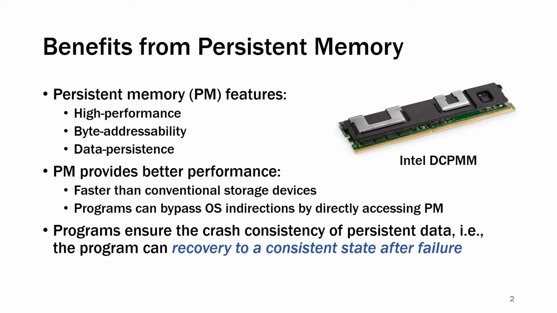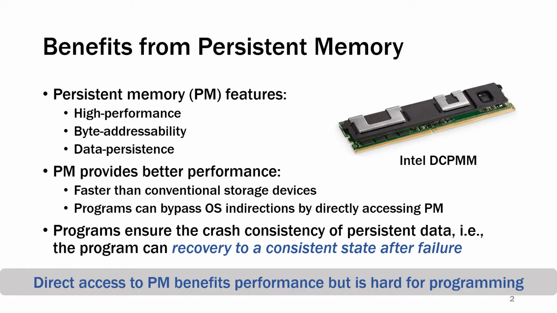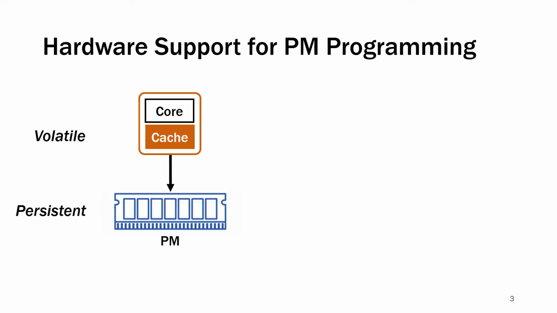So programs need to ensure cross-consistency of persistent data. In other words, the program needs to recover to a consistent state in case of failure. So we conclude that direct access to the persistent memory benefits the performance, but makes it harder for programming. To support persistent memory programming, hardware platforms introduce new primitives.